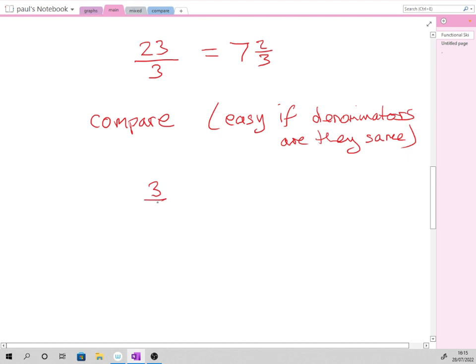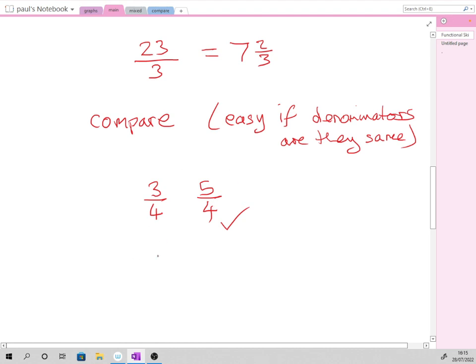So 3/4 and 5/4, which is the biggest? Well, remember that the numerator tells you how many you've got. Because the denominators are the same, it's easy to say that this one is the biggest.